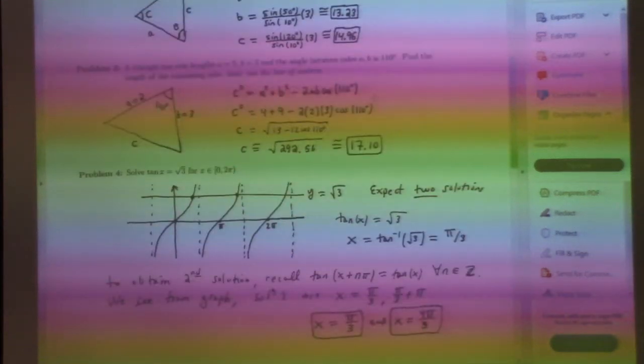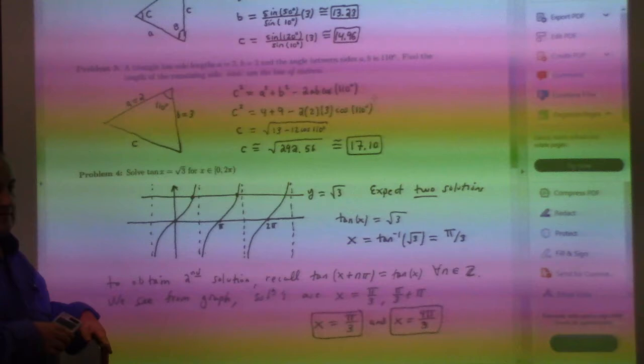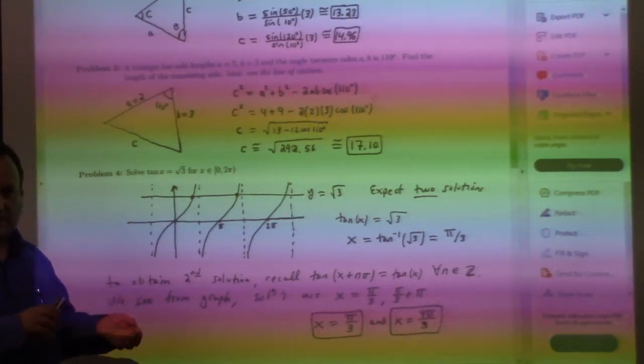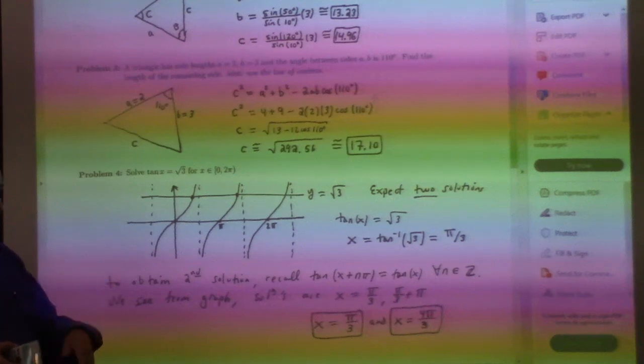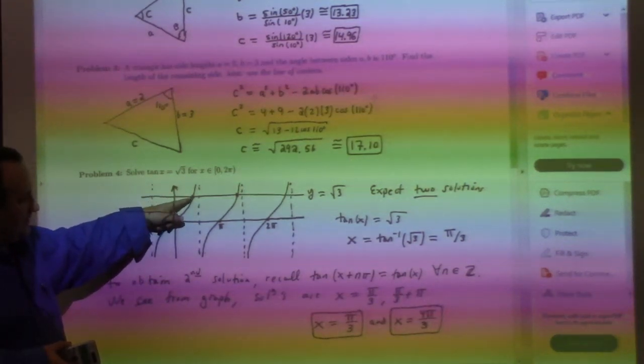Like I was saying, you could just graph tangent, graph y equals the square root of 3 and look for points of intersection. That just gives you the big picture. Then you should use your knowledge about special angles to fine tune it. So the first one is going to give you pi over 3.